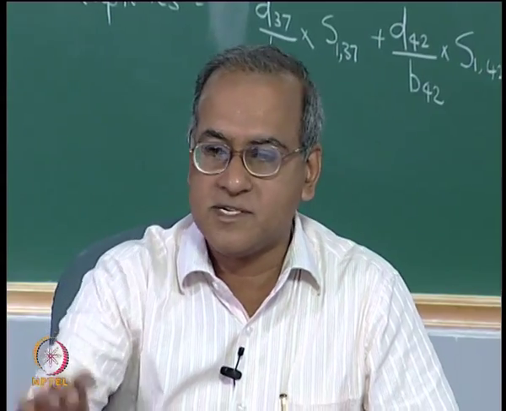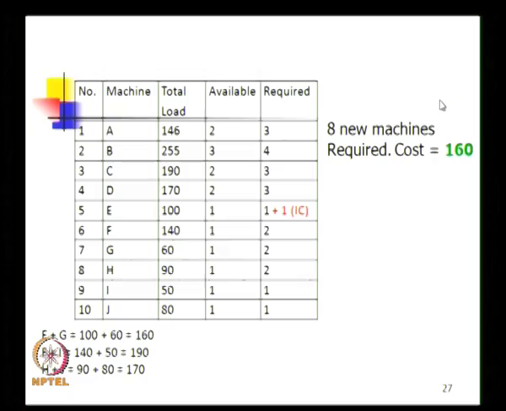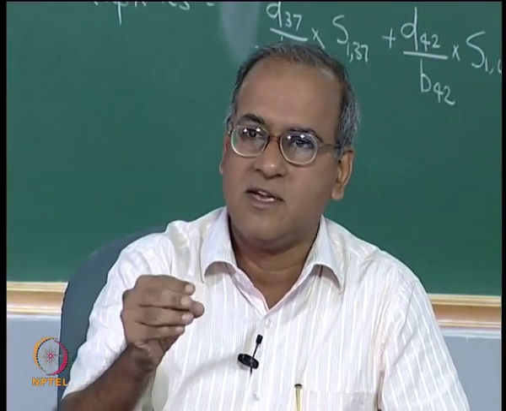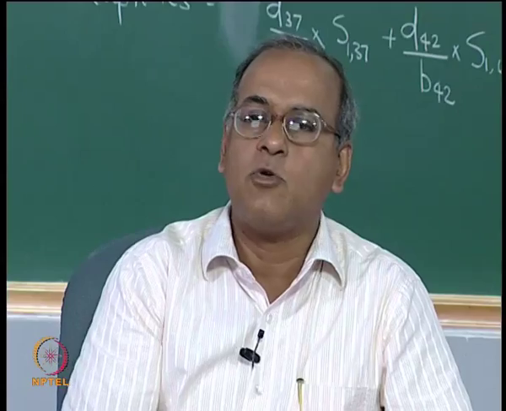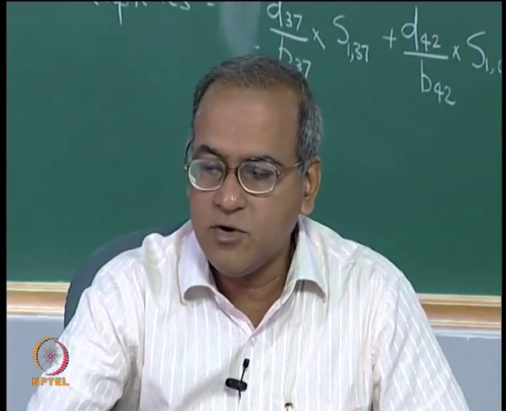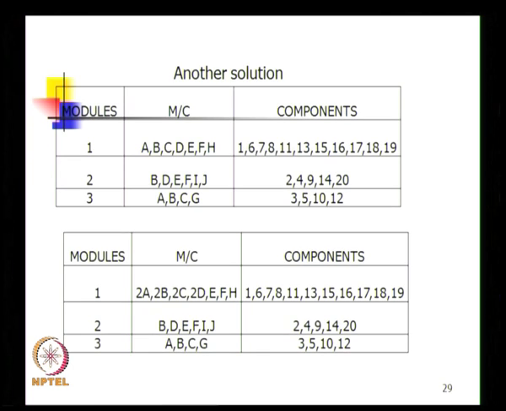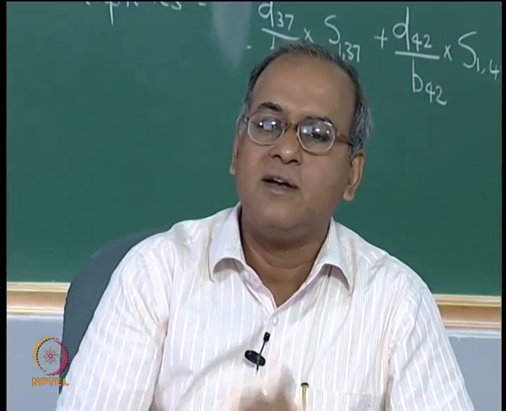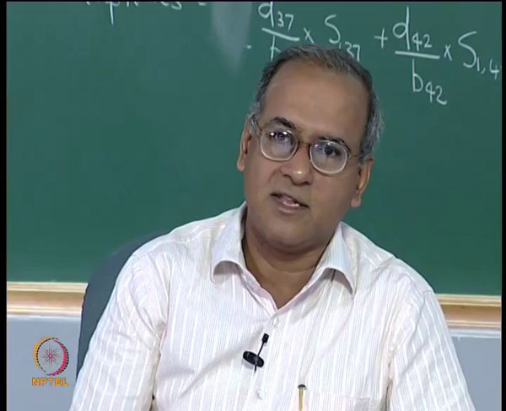So we would propose that this solution of 160, or if this 160 is a little expensive, at least some new machines and very minimal inter-cell move would be a desirable solution that we can propose. We would also look at this example through another solution and understand that we could have different solutions for the same problem. This exercise we will carry out in the next lecture.